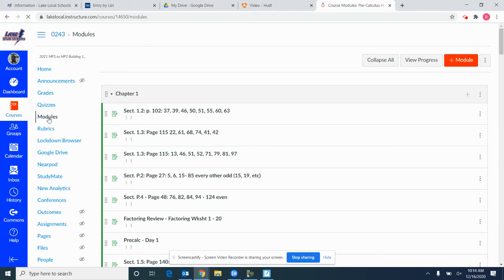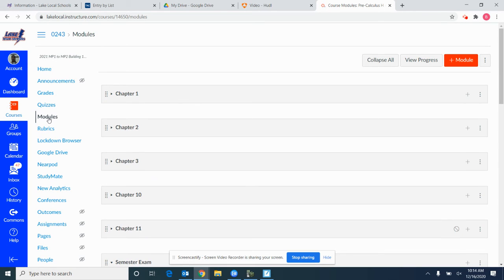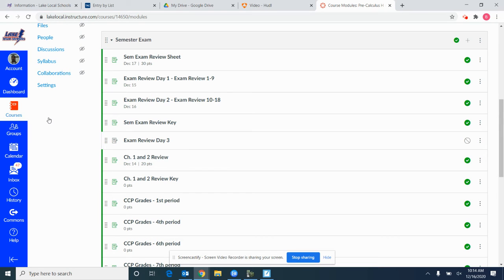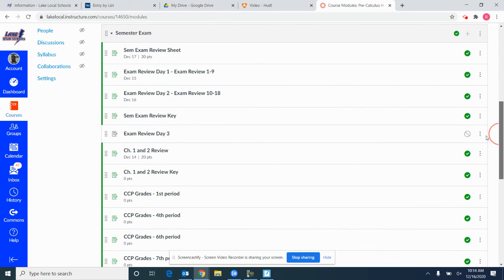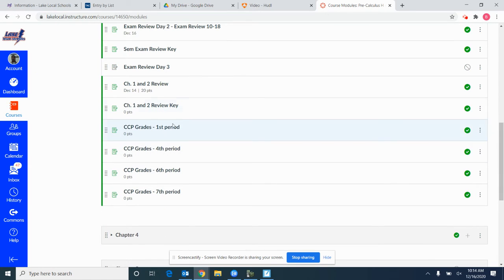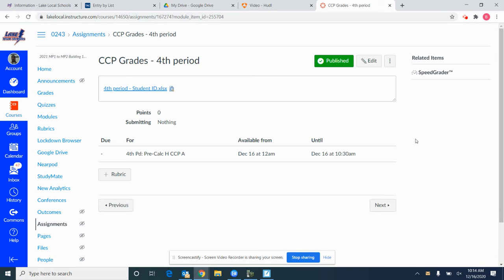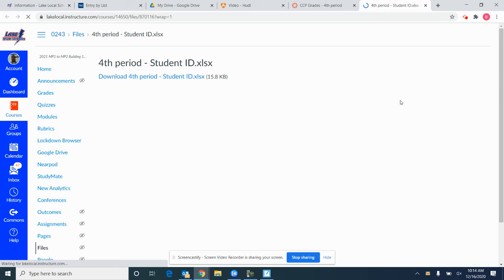I only got it open for about 20 minutes, I think. And it's by student ID. At least I knew to do that. If you go to semester exam, modules, CCP grades, it should say fourth period. If you want to write your information down, you can. But this is basically what I have at this point.